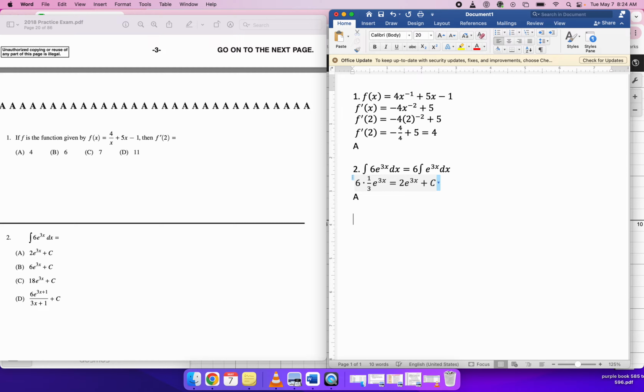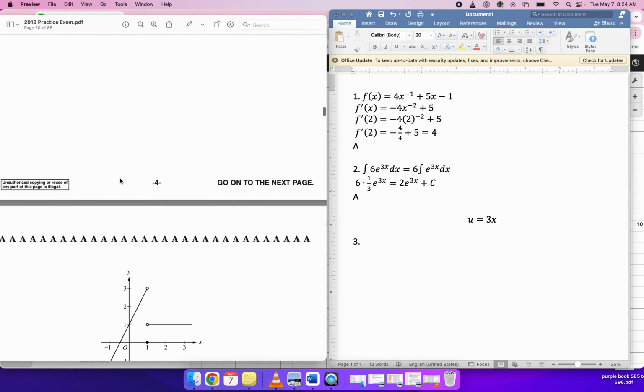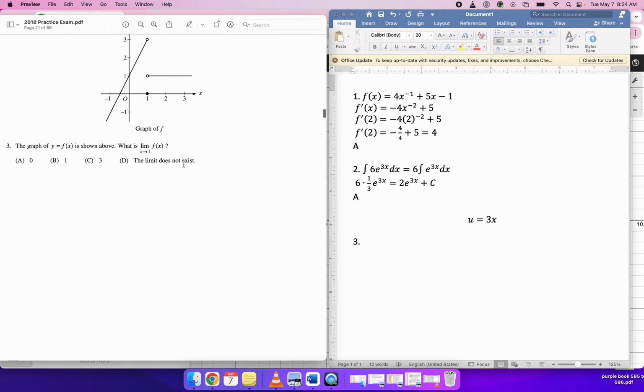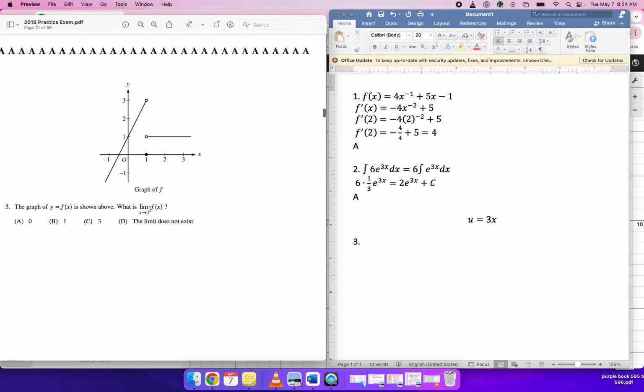If you wanted to do u substitution, you do u equals 3x. That's going to take longer, but if you want to, you can do it that way. Number 3, we have some graph. We want to know what is the limit as x approaches 1.